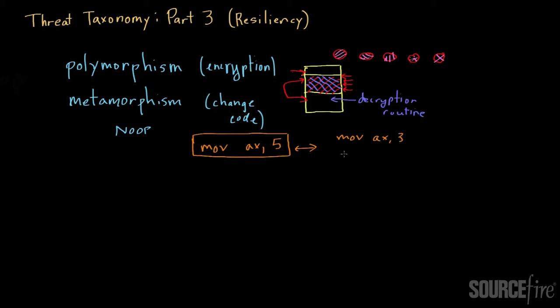And then I can add 2 to AX. Okay, now the result in both cases is that AX will ultimately have the value 5 in it. In the first case, we just put 5 in directly. In the second case, we put 3 in, then added 2 more to get 5. And these two pieces of code do the exact same thing. They have the exact same functionality, but they look different.